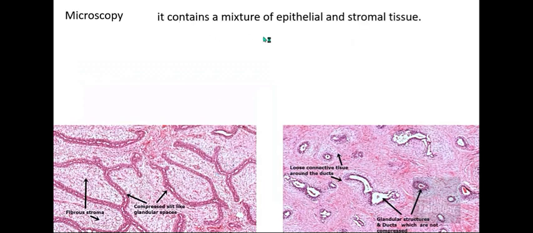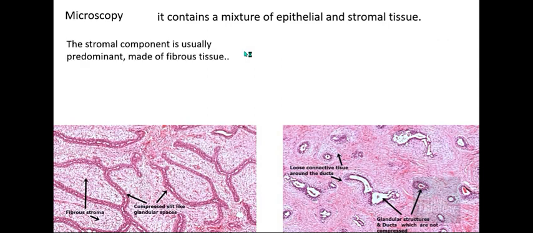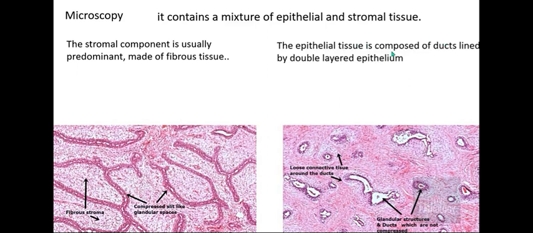Microscopically, it contains a mixture of epithelial and stromal tissue. That's why it's called fibroadenoma. The stromal component is usually predominant. That is made up of fibrous tissue, which is arising from the intralobular stroma. Whereas the epithelial component is composed of ducts which are lined by regular double-layered epithelium.